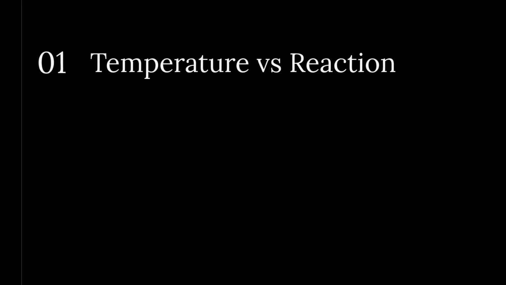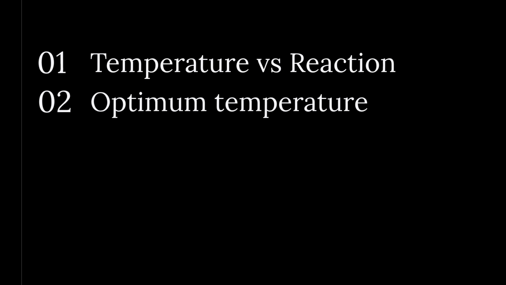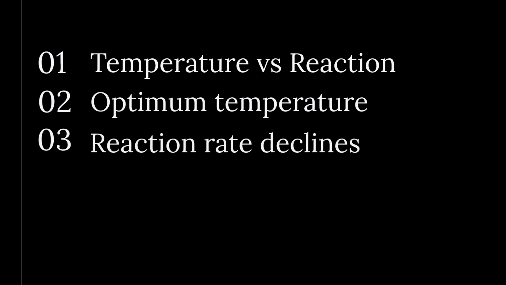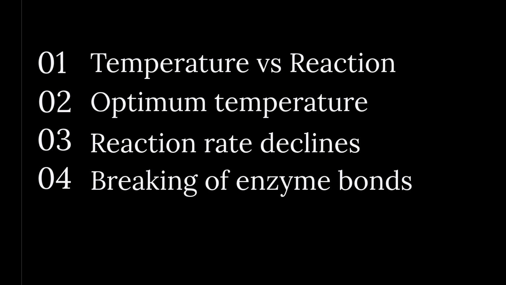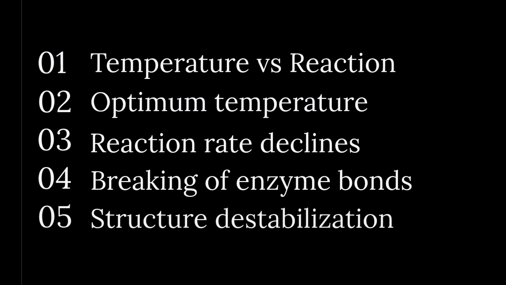A temperature versus reaction rate graph often shows a gradual increase initially. The peak represents the optimum temperature for enzyme activity. Beyond this, the reaction rate declines sharply. This is due to the breaking of bonds stabilizing the enzyme's structure. If the rate continues to rise, the optimum temperature hasn't been exceeded.